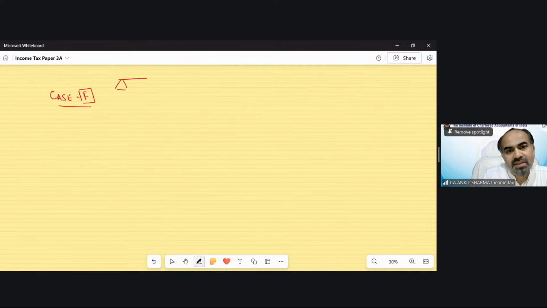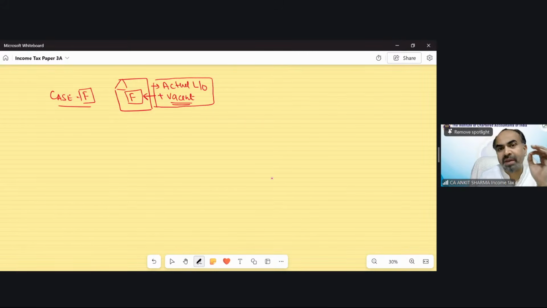Case F says when any property is actually let out, but vacant also for some time. If these 2 conditions are fulfilled, remember very carefully, it is going to be solved as per the case number F provision. These 2 conditions: the property should be actually let out and vacant also. That means, suppose the property is let out for 10 months and 2 months vacant, that is case F.